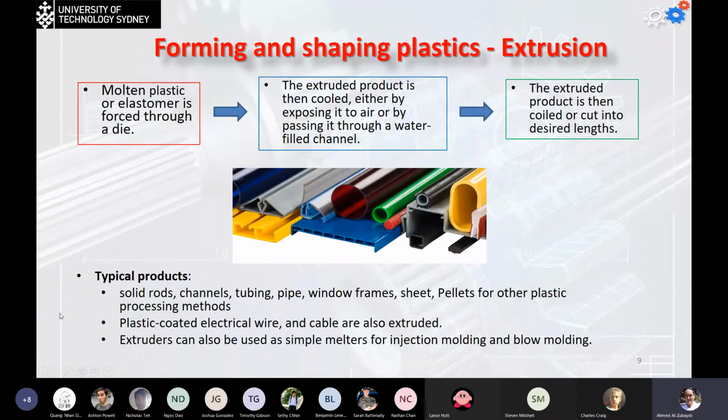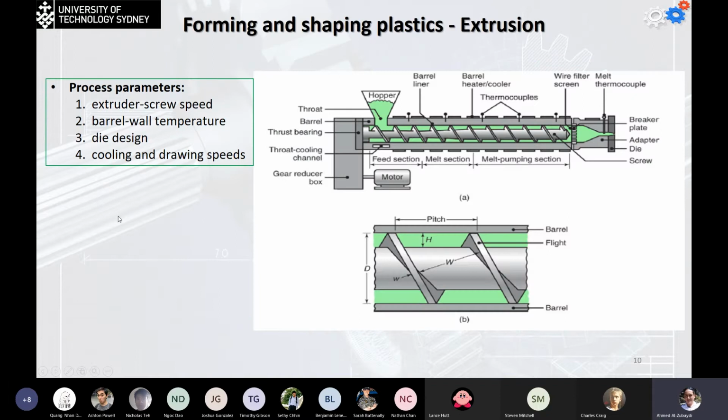Usually the same process can be used for the coating of electrical wires or cables, and it can also be used for the simple melters for injection molding and blow molding, and we're going to describe this process soon. To start the process of melting the plastic and forcing it through the die, we're going to use the extrusion machine.